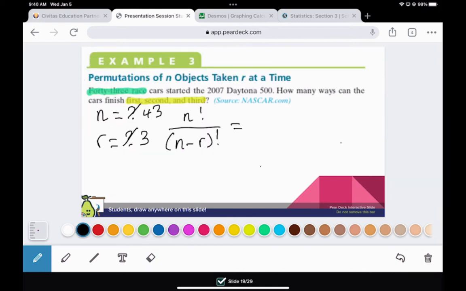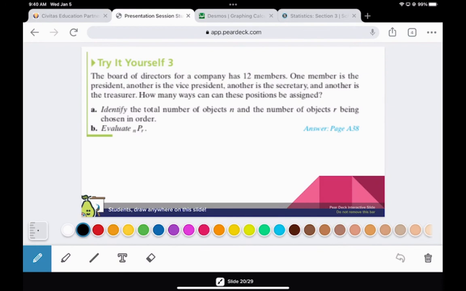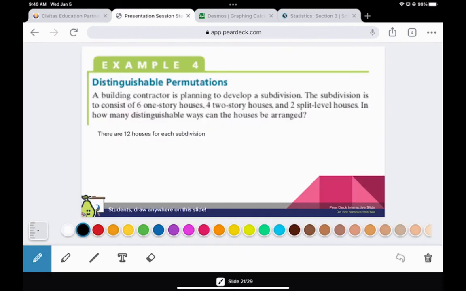The answer for this one is 74,046. That's the answer. Okay, all right, so let's look at the second type of permutation with word problems. Look at the second one. This is the one where you don't look for r. This is when you have different types.